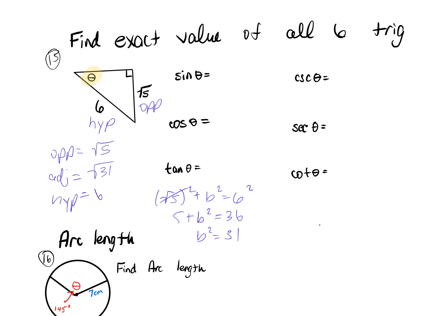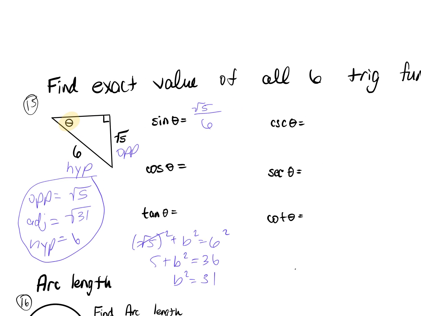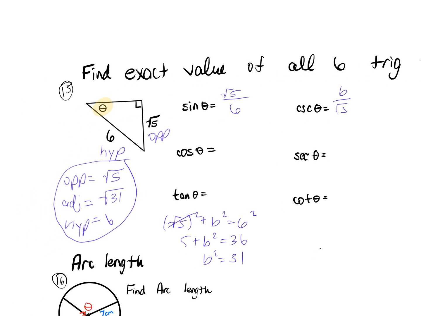So now you just go through and we find all of our trig functions. Sine is opposite over hypotenuse. Opposite is the square root of 5 over the hypotenuse, which is 6. My cosecant would be 6 over the square root of 5. And then we have to fix it. So it would be 6 square root of 5 over 5. Cosine would be adjacent, square root of 31, over hypotenuse, which is 6. So secant would be 6 over the square root of 31. And we have to do what? We got to fix it. So it would be 6 square root of 31 over 31.